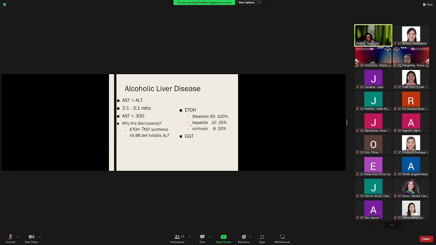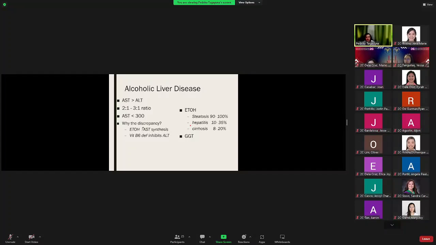Okay. In alcoholic liver disease, we use the Deritis ratio. You can read it, Deritis ratio. I think the spelling is DERITIS. It's a ratio of AST and ALT. And in alcoholic liver disease, AST is more elevated at a ratio of 2:1 to 3:1. The AST can be as high as 300 or so.